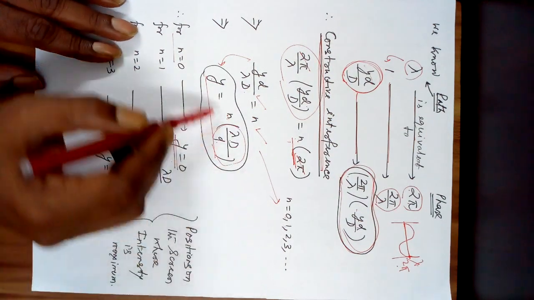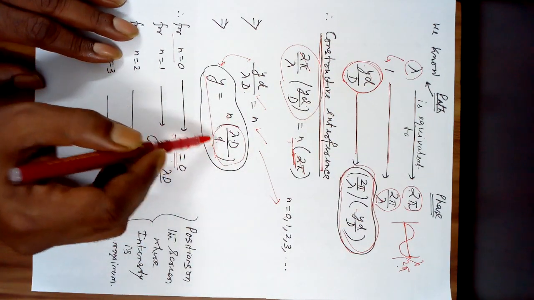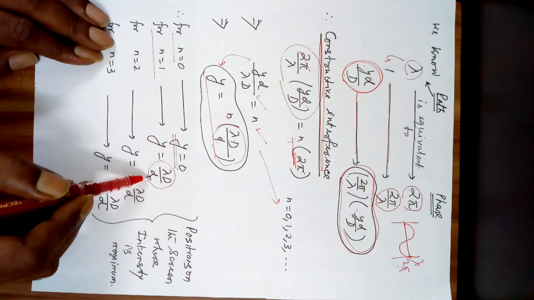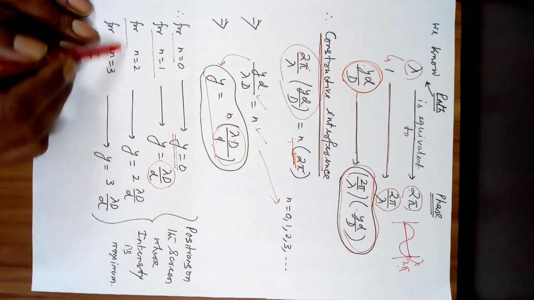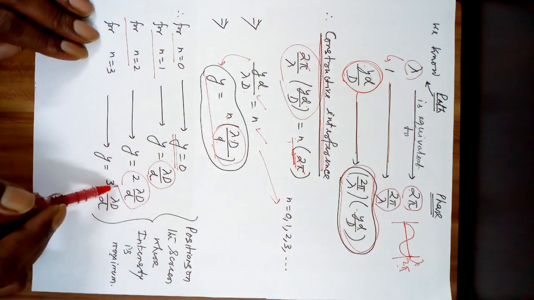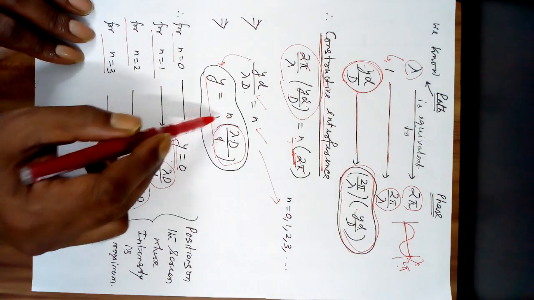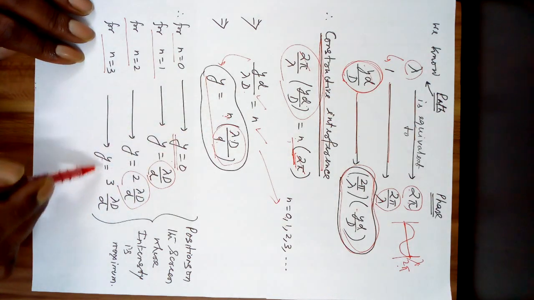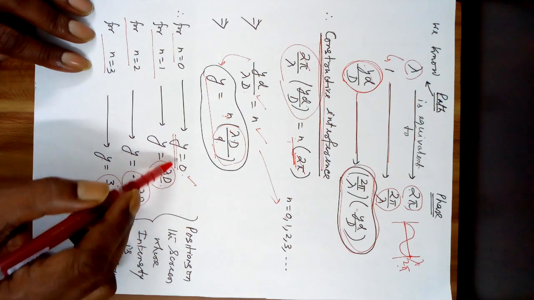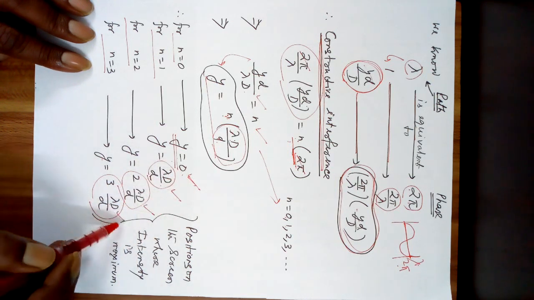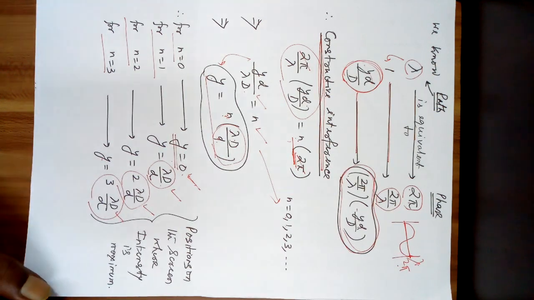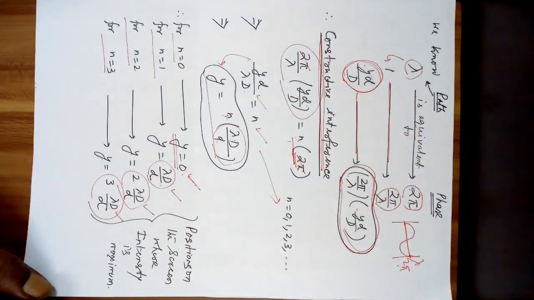Then put n is equal to 1 here. So 1 into lambda d by d becomes lambda d by d. The second position, for n is equal to 2, put n is equal to 2 here. So y is this much. Again for n is equal to 3, put 3 here, y is equal to this. So these are the places, this place at y is this place, this place, this place. These are the positions on the screen where constructive interference is taking place.